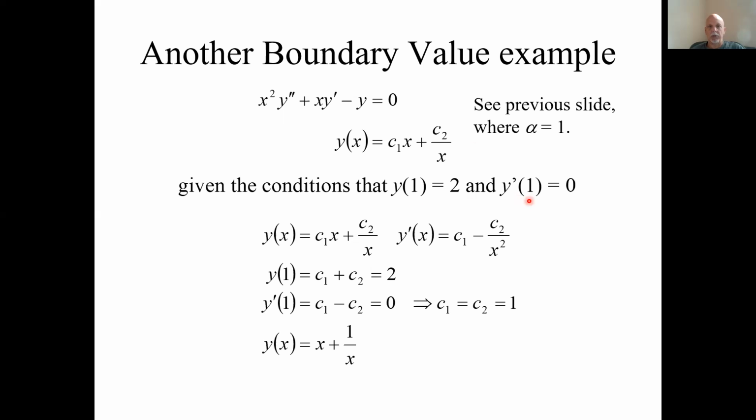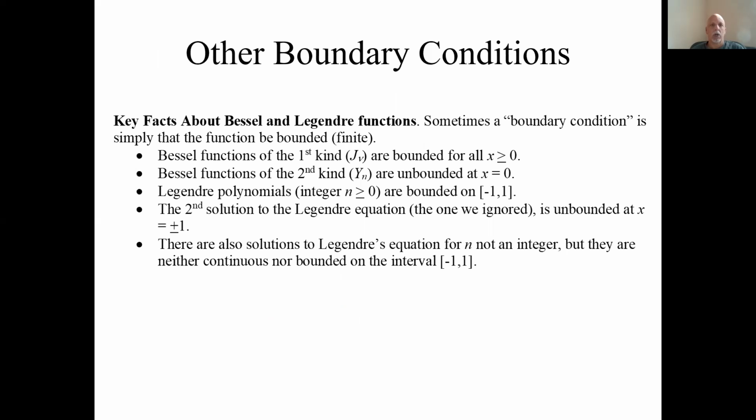So now we plug in the boundary conditions again. We're going to need the derivative, so we have to find the derivative. And then plug in, since both these conditions are at the argument of 1. Again, two equations, two unknowns. We solve for the two parameters. They're both 1 in this case. So here's the complete solution that satisfies both the equation and these boundary conditions. That's the idea of a boundary value problem. There are some other boundary conditions that are going to crop up later in the course.